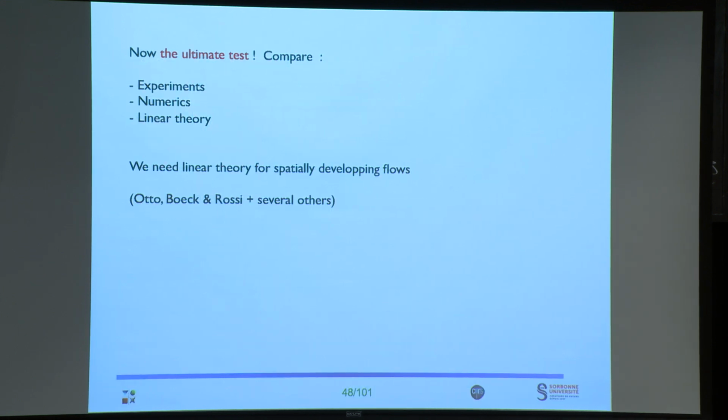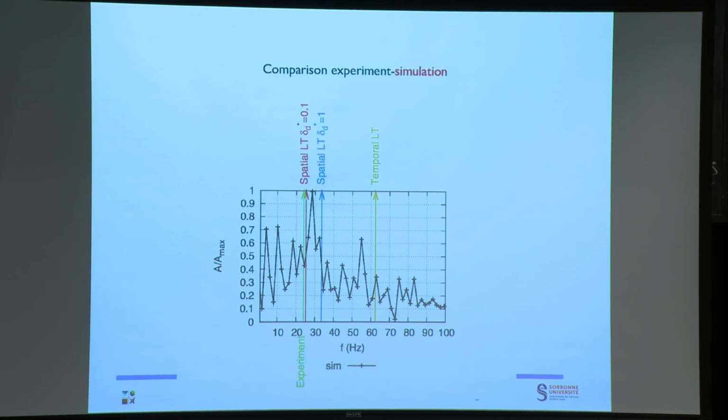But we can go further, and we can compare all three: numerics, experiments, and theory. So the theory is by Otto, Thomas Bock, and Maurice Rossi. And that's the result. So the experiments are here on the green line. The spatial linear theory with a wake flow is very close to the experiment. The spatial theory without wake flow is a bit further away. And the temporal theory, which is what you obtain if you suppose a periodic flow instead of a spatially developing flow, is completely wrong.